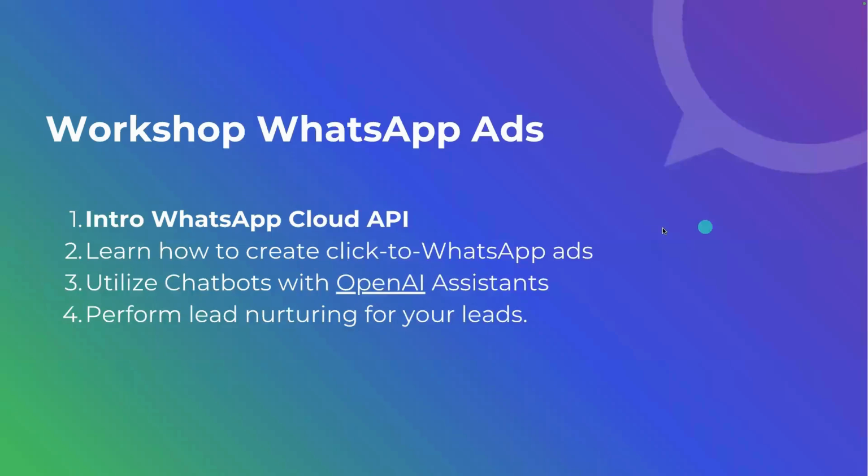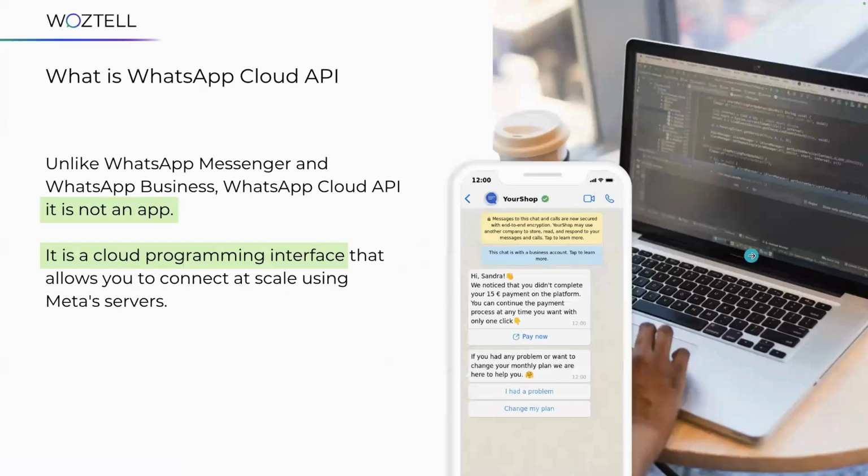Okay, so let's quickly talk about the WhatsApp Cloud API. What is it about? As you can see, there are a lot of people using WhatsApp, using their own personal app or business app, which they can download from the App Store. But Cloud API is not an app, it's an API. It's like a cloud programming interface that allows you to connect at scale using Meta servers.